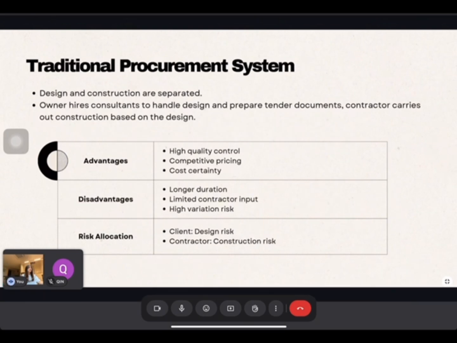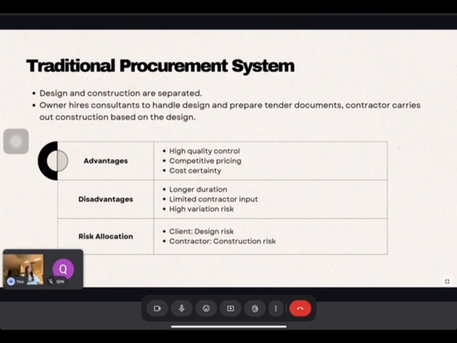The first is traditional design, build, and management contracting. In this method, design and construction are completely separated. The client hires the consultant to prepare the design and tender document. The contractor is only involved after tender award and carries out the construction strictly based on the design.